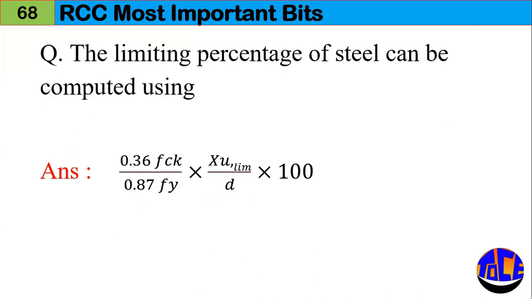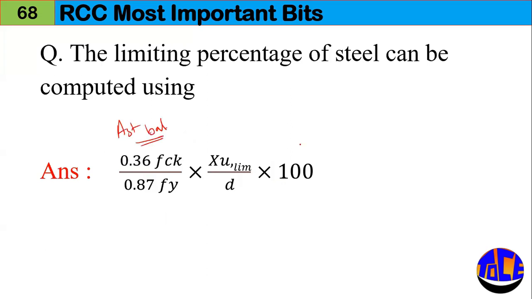Question number 68. The limiting percentage of steel can be computed using 0.36 FCK by 0.87 Fy, XU max by D into 100. Okay, so this is the equation to find out the AST for the balanced section.